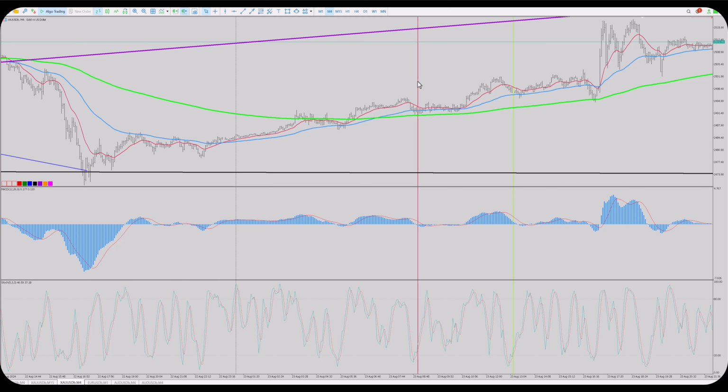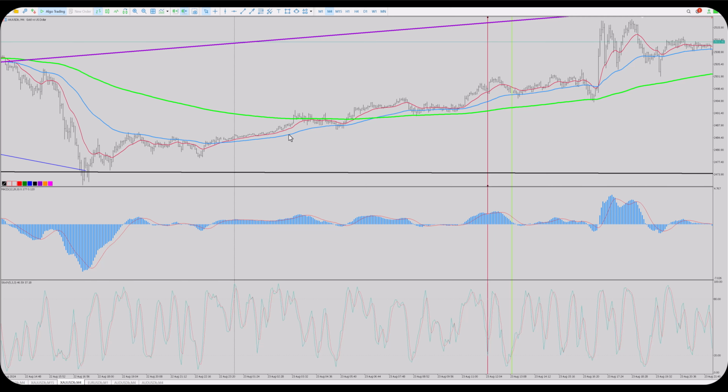So if I put this line at this stochastic down here, as you can see, we're going to connect the highs and lows again to see the market. These are the highs and lows. We do the same thing as we did in the higher time frame, no difference.